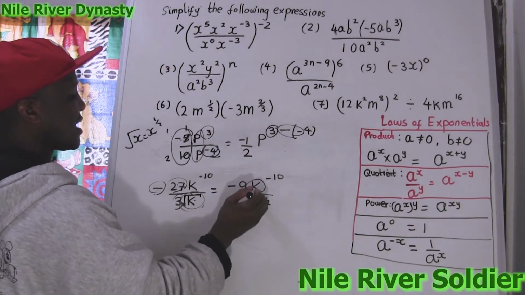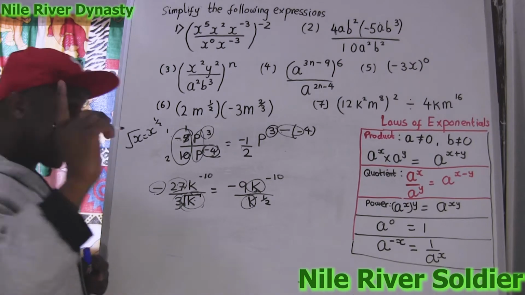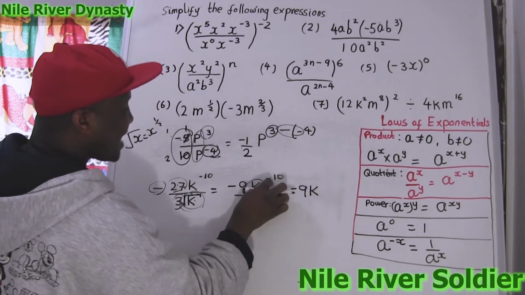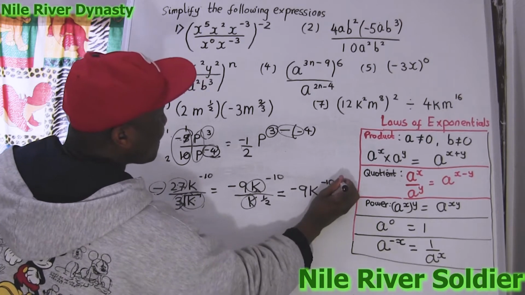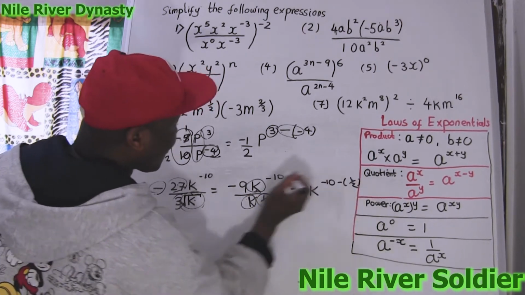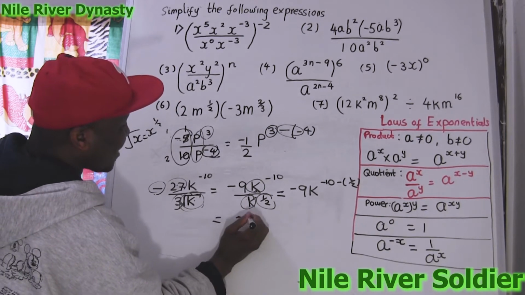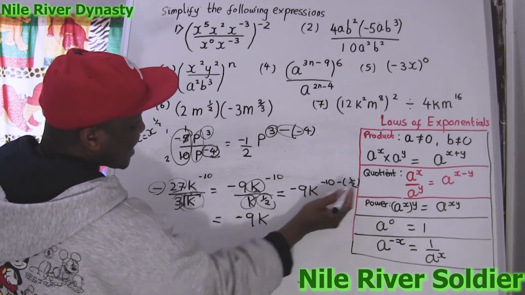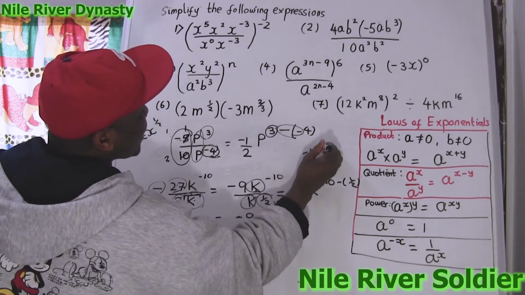Now you see, there's a k and a k, so we write only one k because the bases are the same. So negative 9, write only one k, take the top power, which is negative 10, minus the denominator power, which is a half. So this gives us negative 9 k to the power of negative 10 minus a half, which is negative 10 and a half.